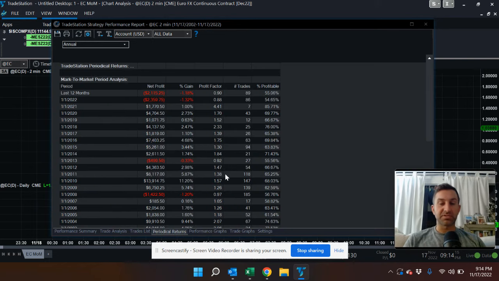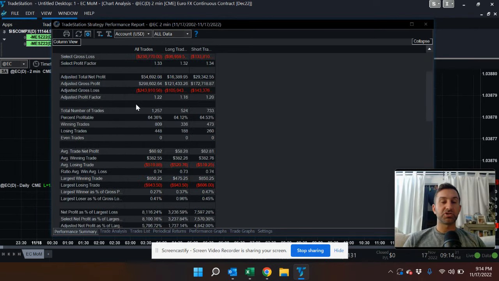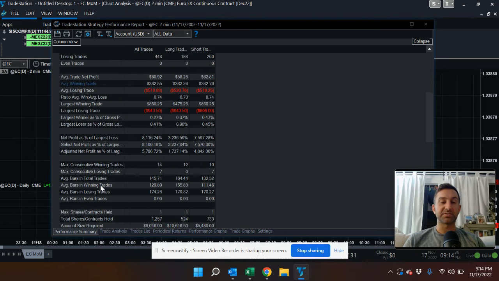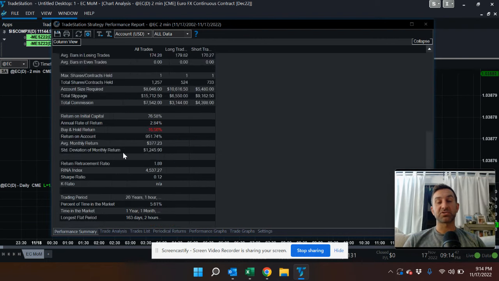If you look at the periodical returns, pretty consistent overall. Like I said, 2022 has been tough. 2008 was not great. It's got a 1.33 profit factor, so a little bit low, and average trade net profit is $60. It's not bad. The max drawdown's 8,000. So if I were going to look at enhancements to the strategy, I'd definitely focus on reducing that max drawdown.